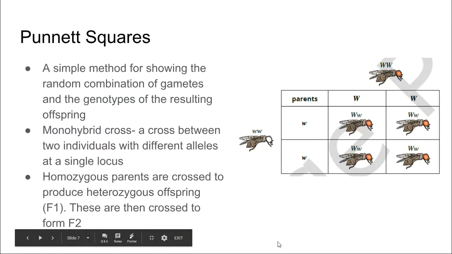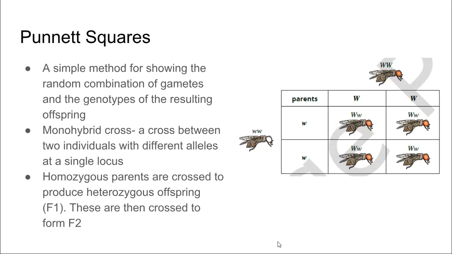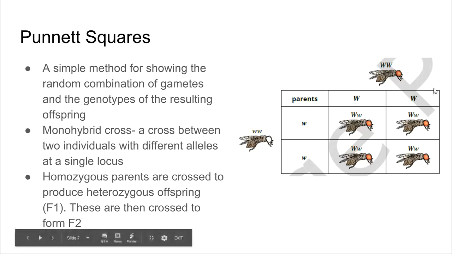So Punnett squares, this is the way in which we show random combination of gametes, and then we can see the genotypes of any resulting offspring. When we talk about a monohybrid cross, it's a cross between two individuals with different alleles at a single locus. And homozygous parents are crossed to produce heterozygous offspring, which we call the F1, and then these are crossed to form the F2. So we can see here the alleles of each parent, and we can see the resulting outcomes of this.